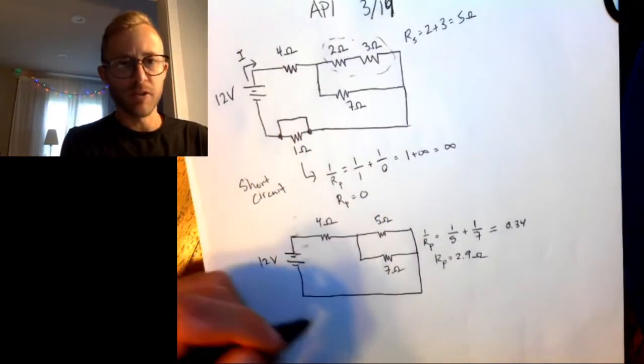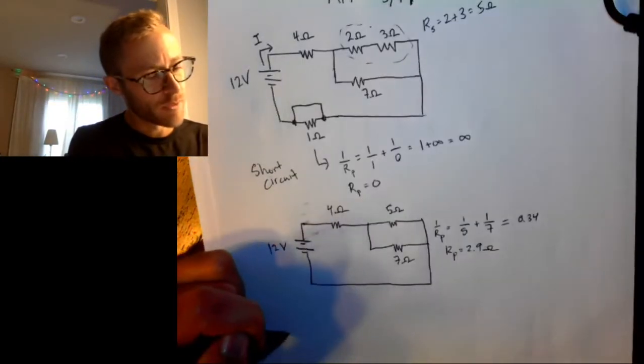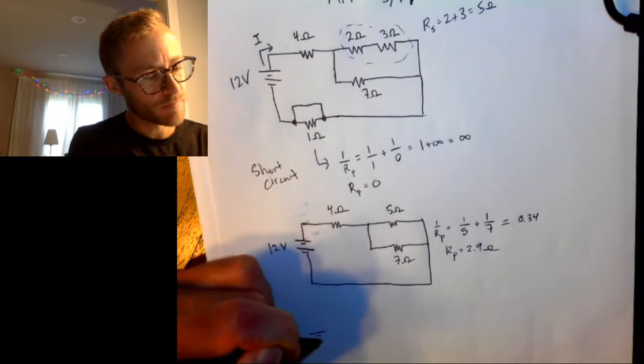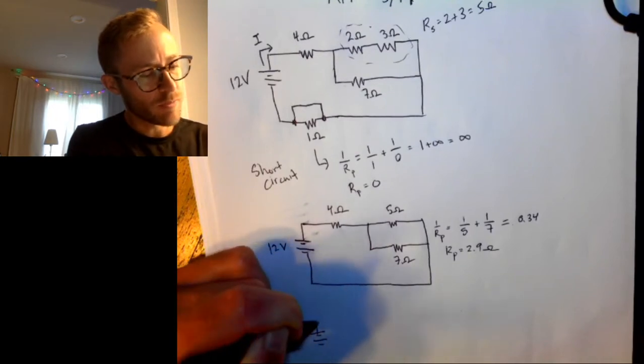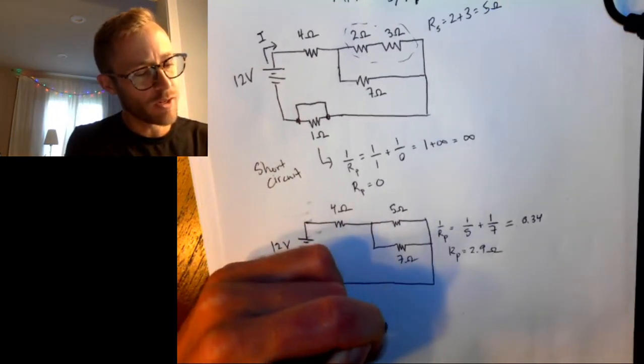All right, so redrawing the circuit again. We have a 12 volt battery, we have a 4 ohm resistor, and we have a 2.9 ohm resistor.